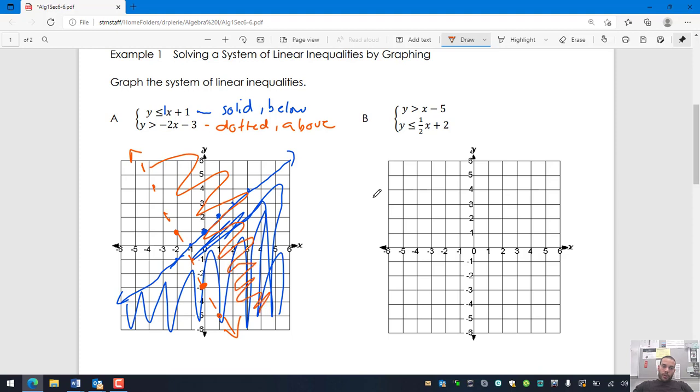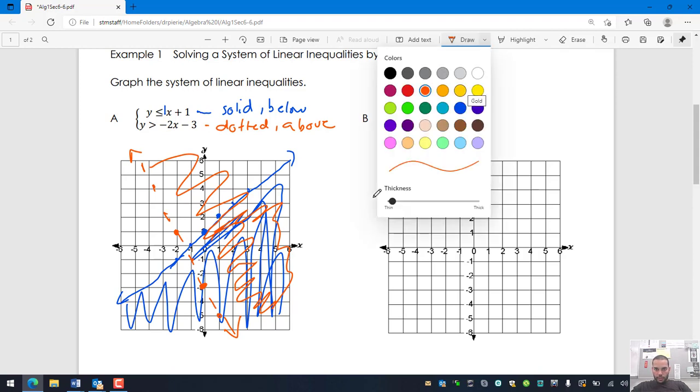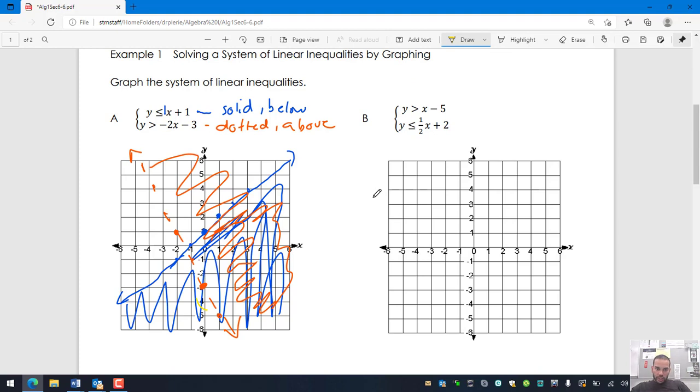Okay, but here's what's important to understand. My solution is only the places where the shades collide. So I'm going to switch to a third color here. Let's call it this yellow or the gold. The only place where these shades collide is in this sector right here, above the red line, but below the blue line. This is my sweet spot right here where the shades collide.